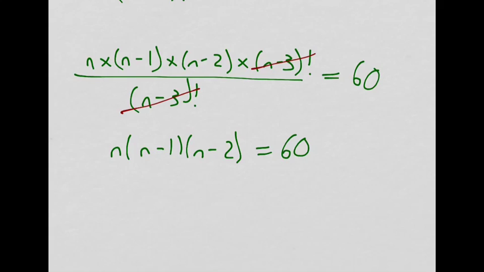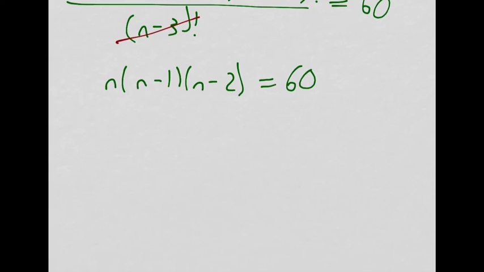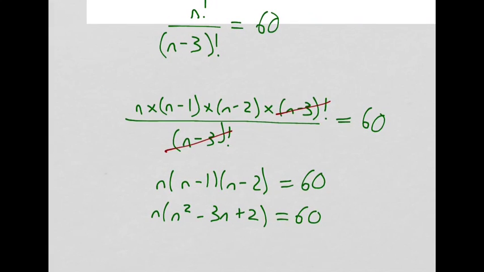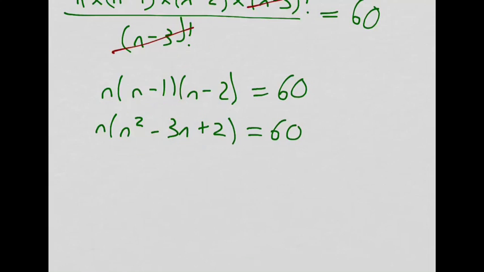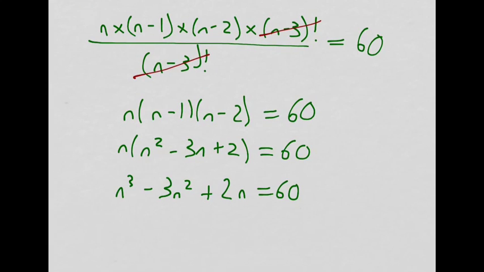What kind of function do I have here? You have a cubic. So let's expand everything out. This would be n times n squared minus 3n plus 2 equal to 60. That's just foiling these 2 terms here. I really suggest writing this down if you haven't done so already. Then distributing that n in, we get n cubed minus 3n squared plus 2n equals 60. Bring everything to one side. Now I've got a cubic function.